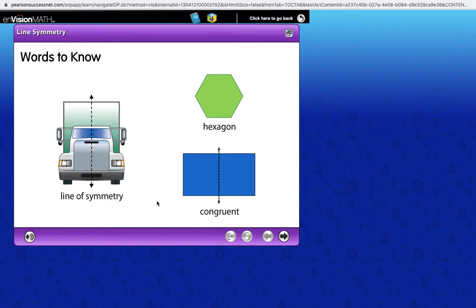Now, first, we'll talk about this shape. A hexagon is a figure that has 6 sides. So we're going to use a hexagon today as an example, and we're going to find out about the hexagon's line of symmetry. And then you also have to learn the word congruent. That is a word that we are going to be talking about today. So keep that in mind, and when we talk about it, you'll figure out exactly what it means.